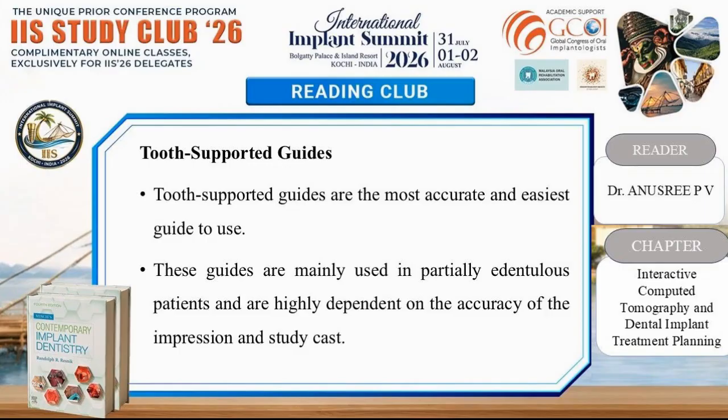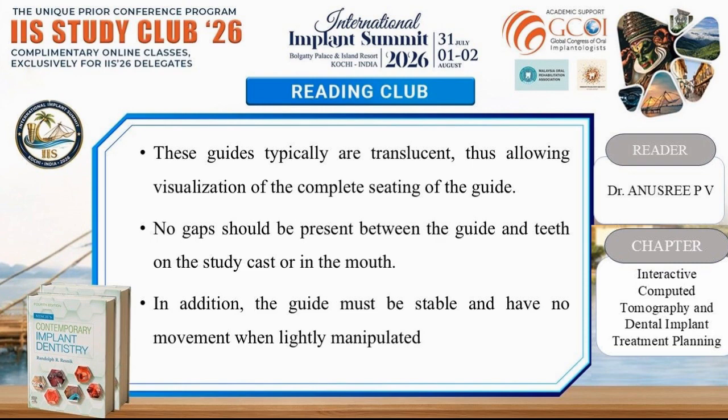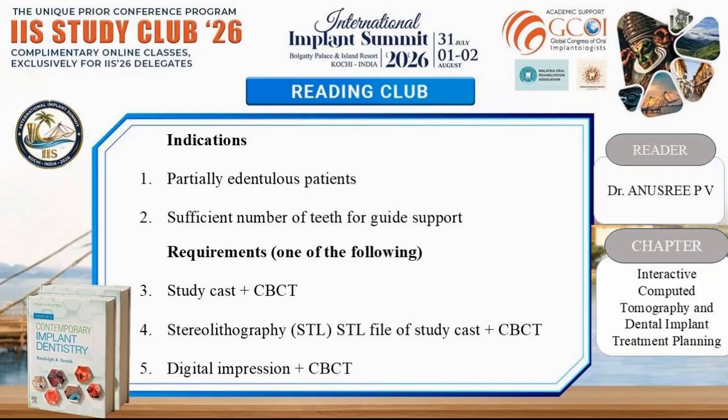These guides are mainly used in partially edentulous patients and are highly dependent on the accuracy of the impression and study cast. This guide is typically translucent, thus allowing visualization of the complete seating of the guide. No gap should be present between the guide and the teeth on the study cast or in the mouth. In addition, the guide must be stable and have no movement when lightly manipulated. Then moving to the indications: it's used for partially edentulous patients, with a sufficient number of teeth for guide support. Requirements: study cast plus CBCT, stereolithography file of study cast plus CBCT, digital impression plus CBCT.